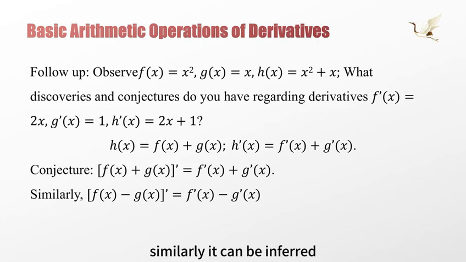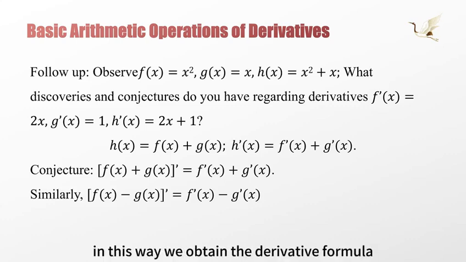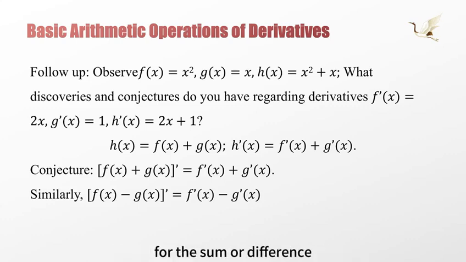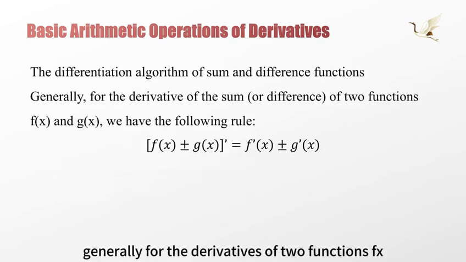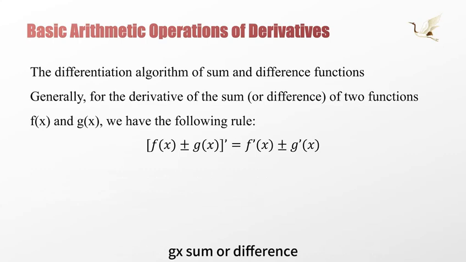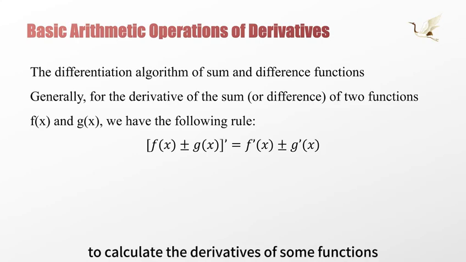Similarly, it can be inferred that the derivative of the difference between two functions is equal to the difference between the derivatives of the two functions. In this way, we obtain the derivative formula for the sum or difference of two functions. Generally, for two functions f(x) and g(x), we have the following rule. The derivative of the sum or difference of two functions is equal to the sum or difference of the derivatives of the two functions.